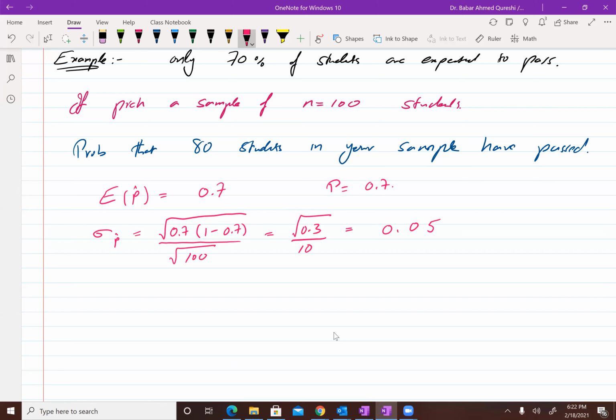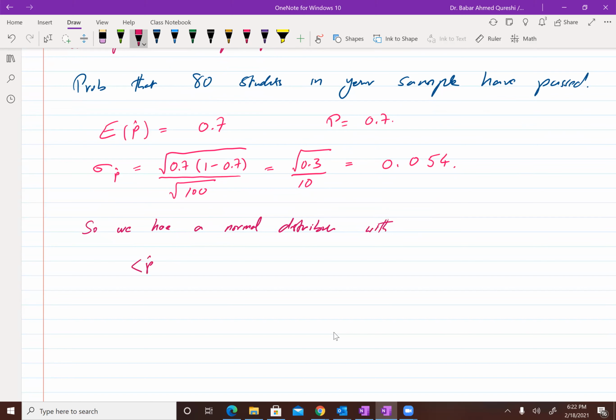So you have a normal distribution, I'll come to your question, with, I also use this symbol for the averages. This is the central point of that normal distribution, and standard deviation is 0.054.